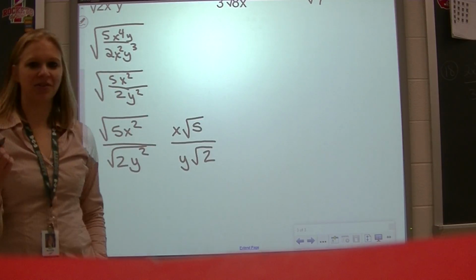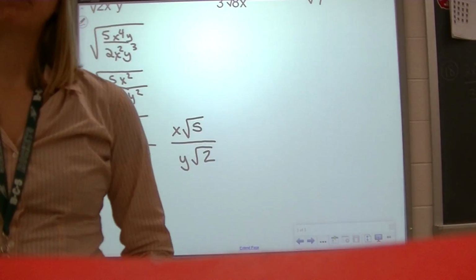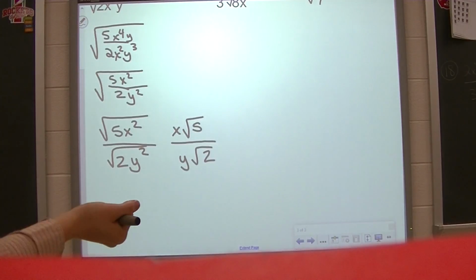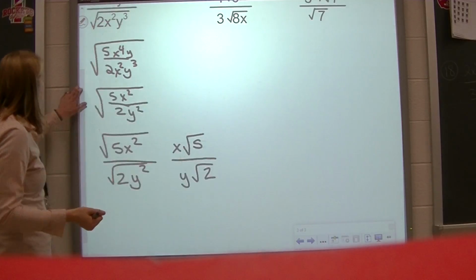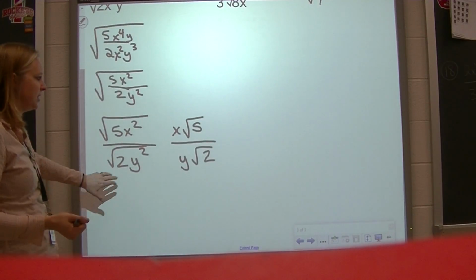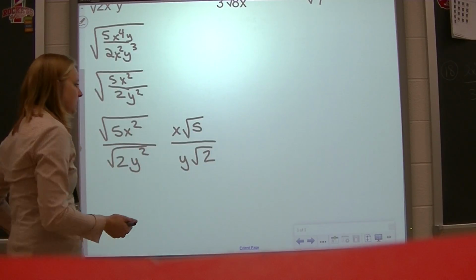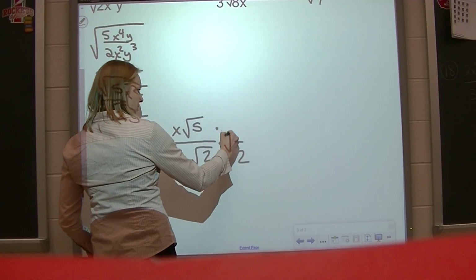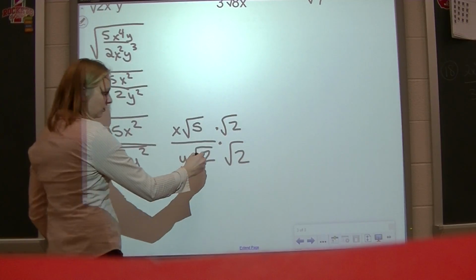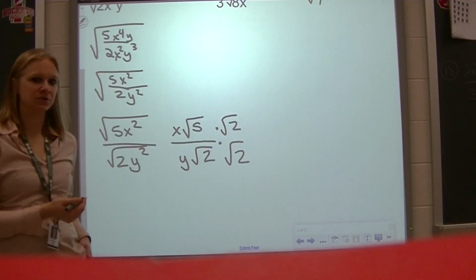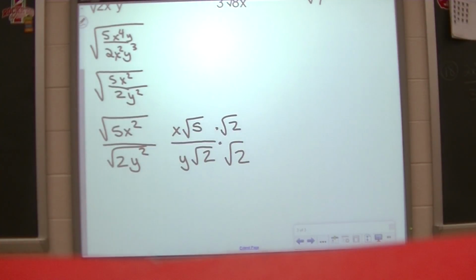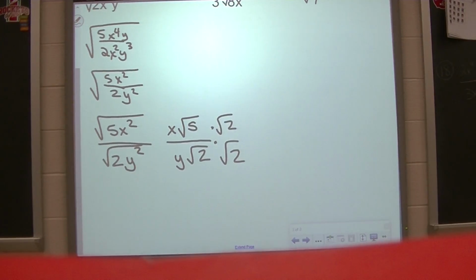Now you might think, all right, great, we're done, but we're not. You can't have a radical in the denominator. That's not simplest form. So when it says rationalize the denominator, it means get rid of that radical. So to get rid of the radical here, we need to multiply by the square root of 2. So this square root of 2 times square root of 2 is square root of 4. And that goes to 2, which I'll show you how it simplifies here in a sec.